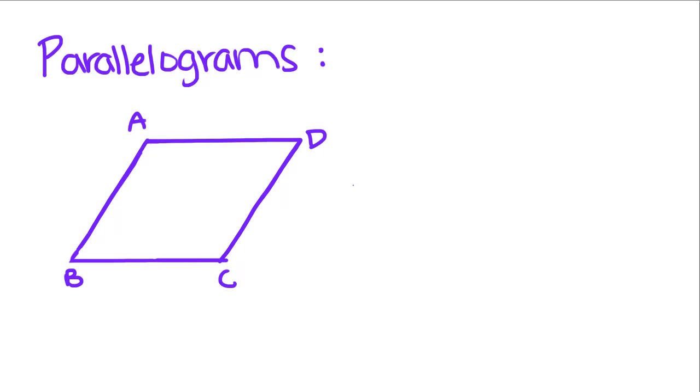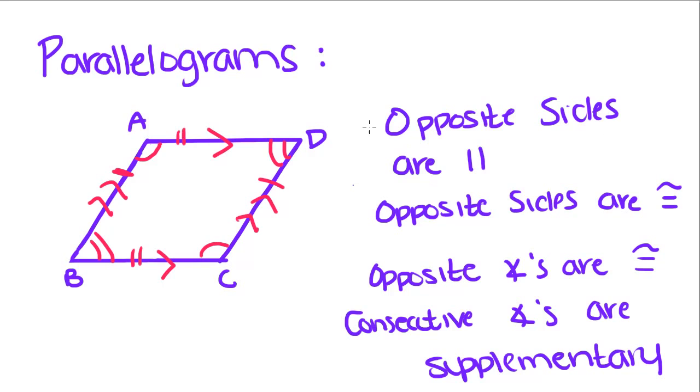Today, our focus is parallelograms. And like the name suggests, opposite sides are parallel. So AD and BC are parallel. AB and DC are parallel. Opposite sides are congruent. So AB is congruent to DC. BC is congruent to AD.